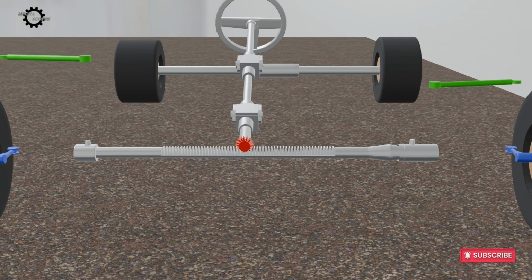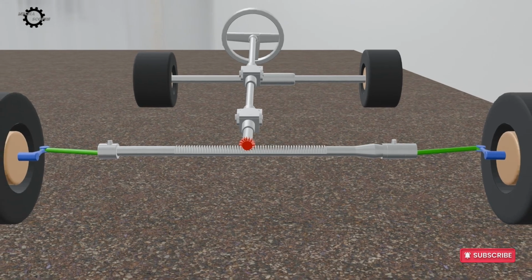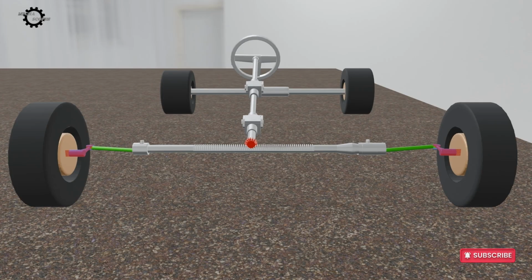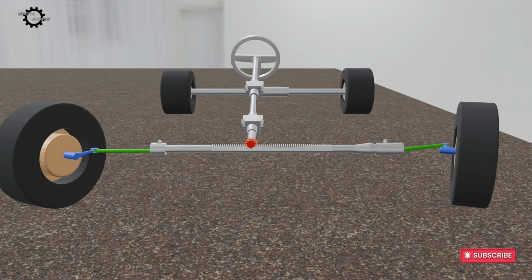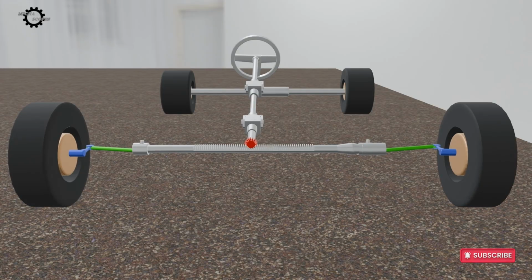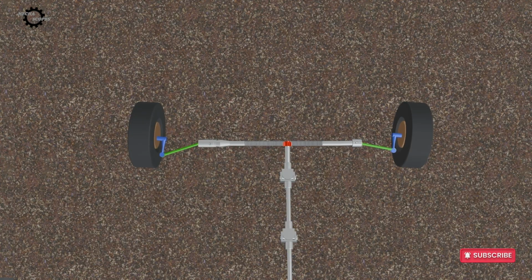Connected to each end of the rack are tie rods. The tie rods transfer the rack's side-to-side movement directly to the steering knuckles. When the rack moves, one tie rod pushes. The opposite tie rod pulls. This synchronized movement causes both front wheels to rotate about their steering pivots. When a vehicle turns, the inner wheel follows a tighter path and therefore turns more than the outer wheel. This steering design reduces tire wear and improves cornering efficiency.